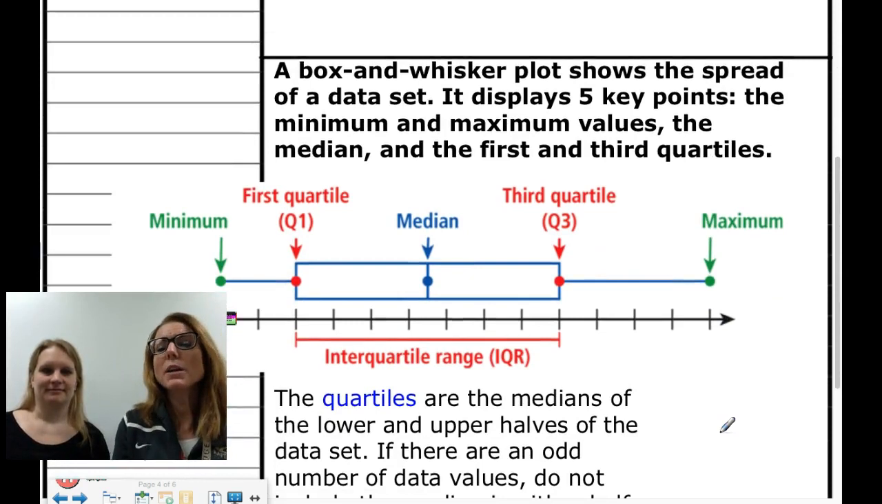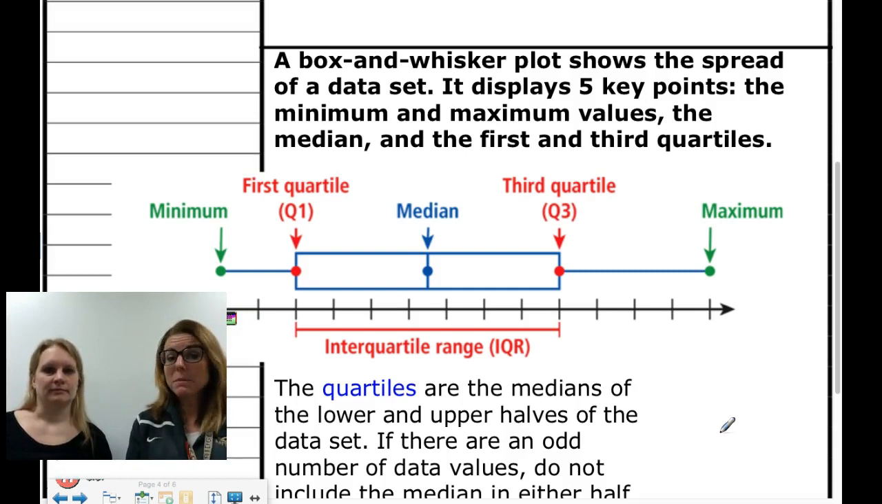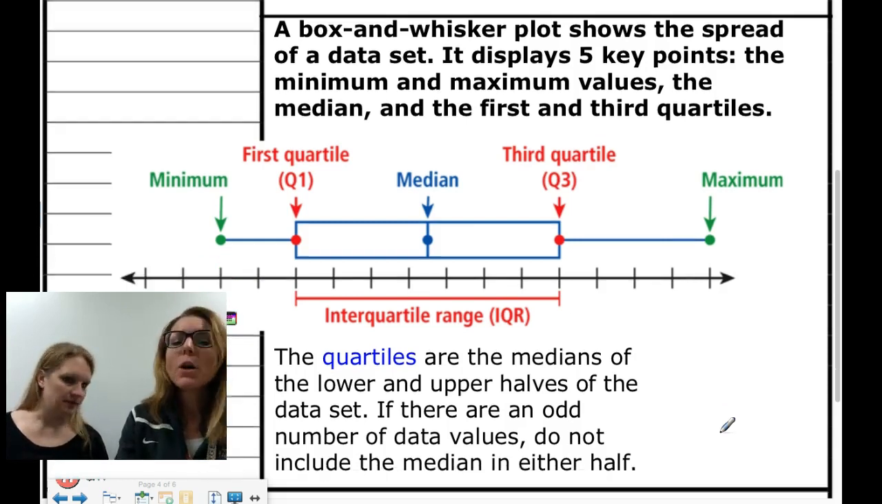The box and whisker plot shows the spread of a data set. It displays 5 key points: the minimum, the maximum, the median, and the first and third quartiles. We're going to talk about those.